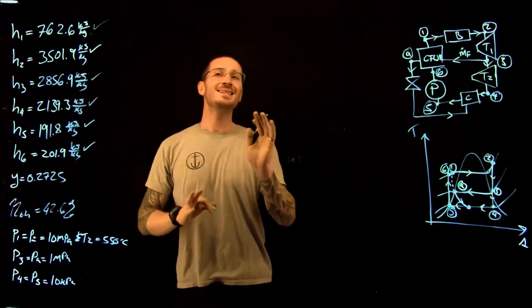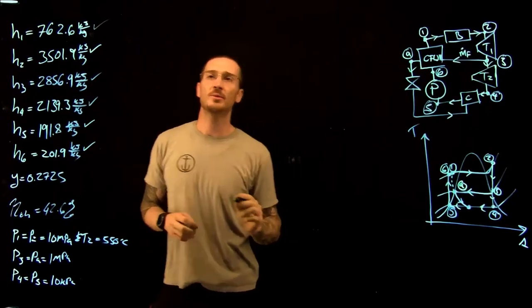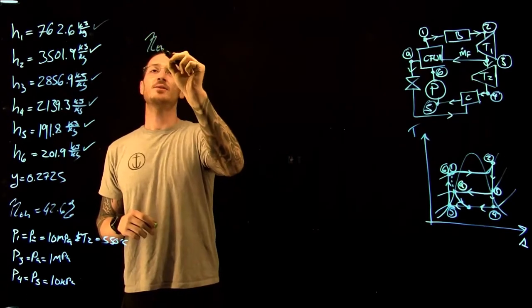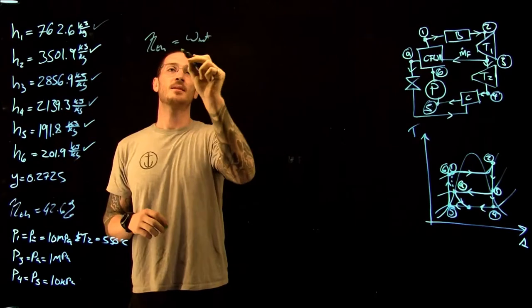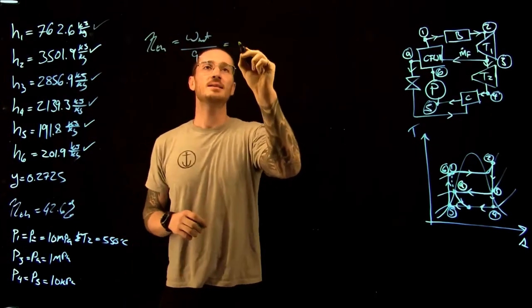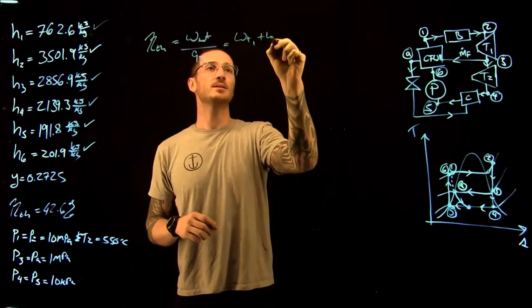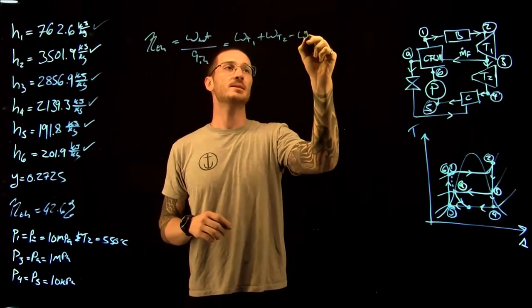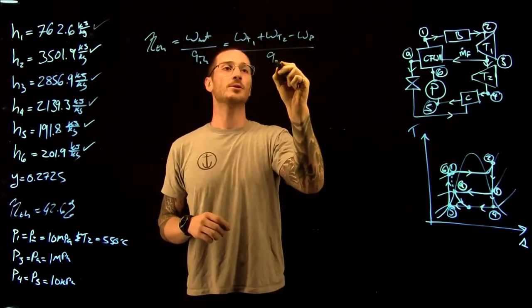What if we didn't neglect the work of the pump? What would be our thermal efficiency then? We said that the thermal efficiency was the work net divided by Q in. This is equal to the work of turbine 1 plus the work of turbine 2 minus the work of the pump, still over Q in.